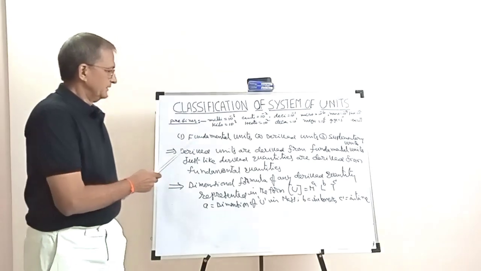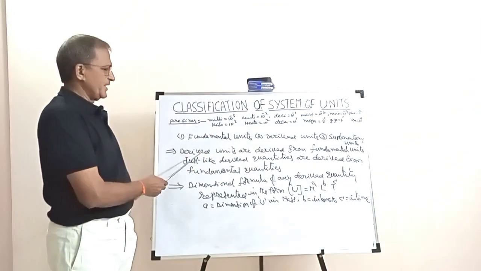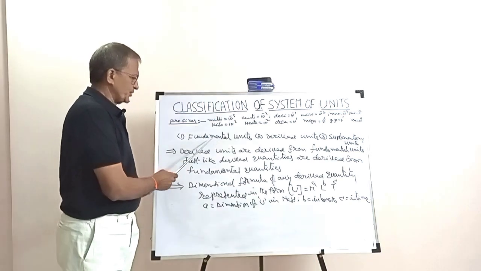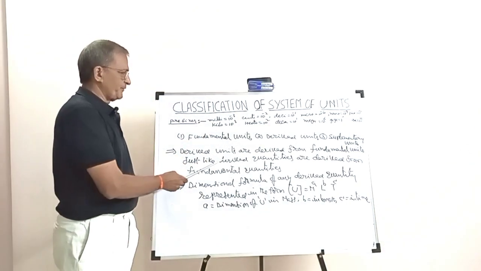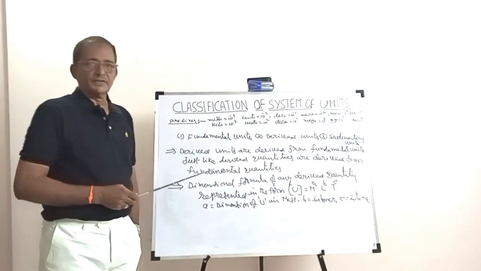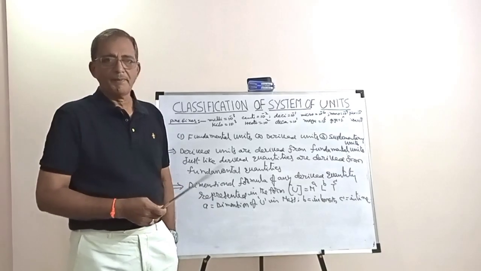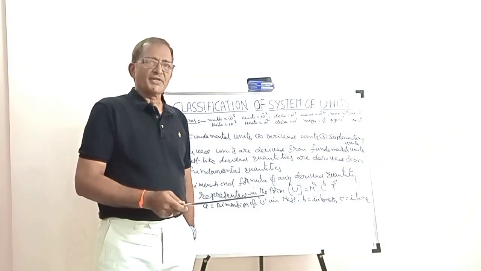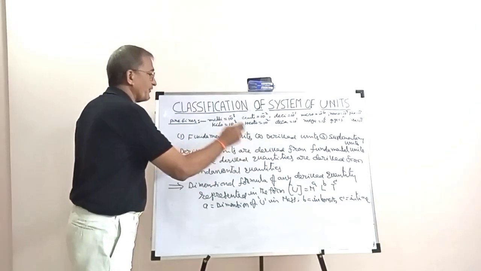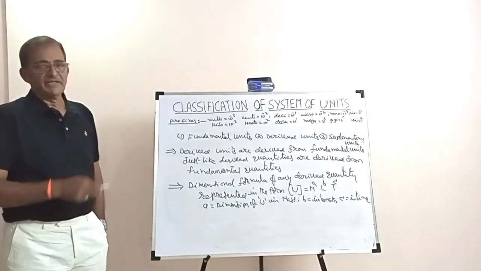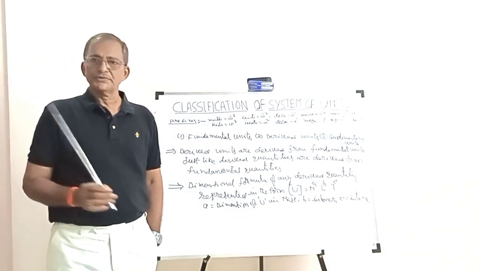Regarding the units of derived quantities, just like fundamental, the units used for fundamental quantities are called fundamental units. The units used for derived quantities are called derived units. And the units used for supplementary quantities are called supplementary units. Just like derived quantities are derived from fundamentals, the derived units are also derived from fundamental units by the method of multiplication or division or by both.